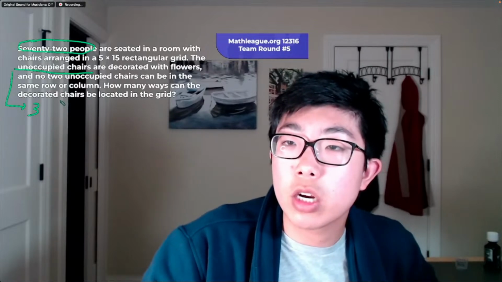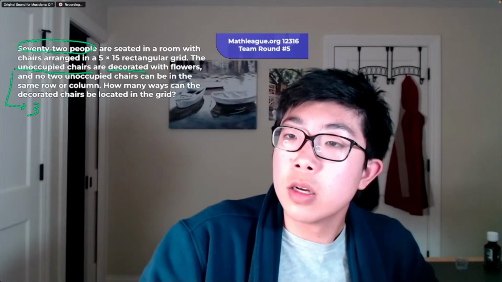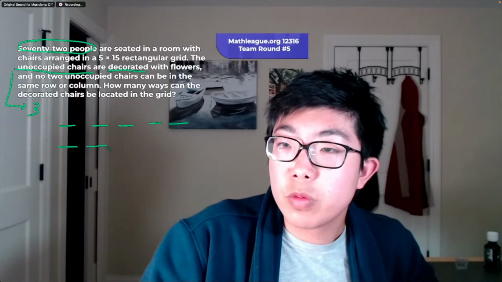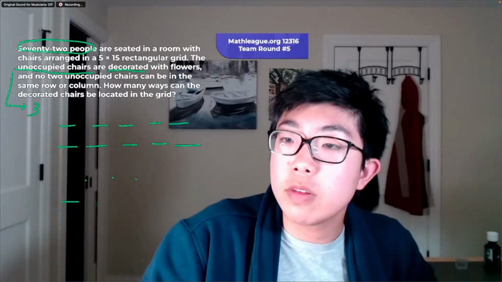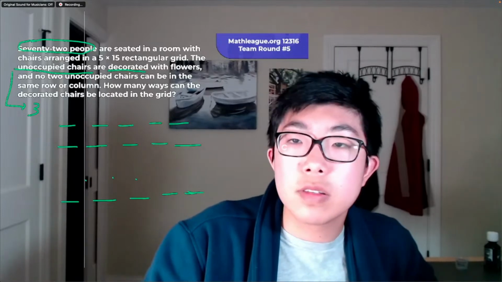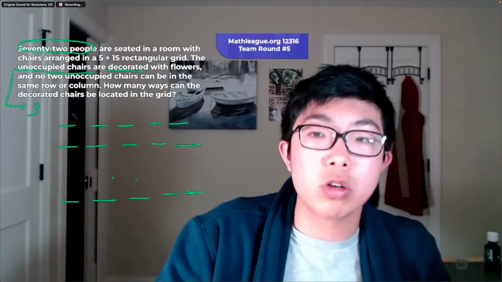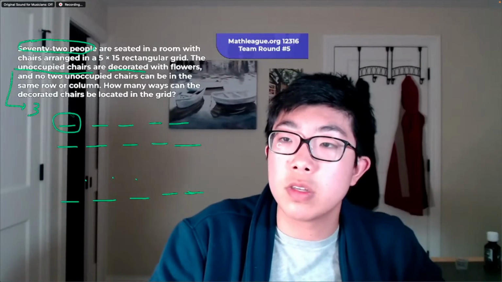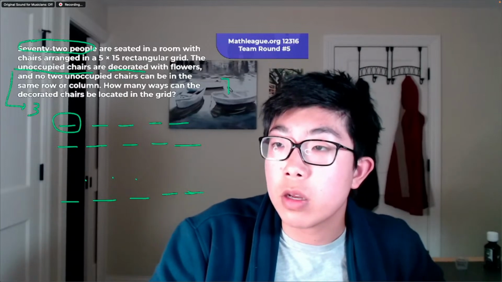So the decorated chairs is the same as saying an unoccupied chair, since the unoccupied chairs are decorated. I'm not going to draw it all out, but we have 15 rows of this, and we want to choose 3 of these seats so that none of them are in the same row or column. It doesn't really matter what we choose as our first seat because it's going to eliminate 1 row and 1 column, no matter where we put it. So let's just put it in the upper left corner for simplicity. But we can put it anywhere in the grid, right? So that's 75 choices already.